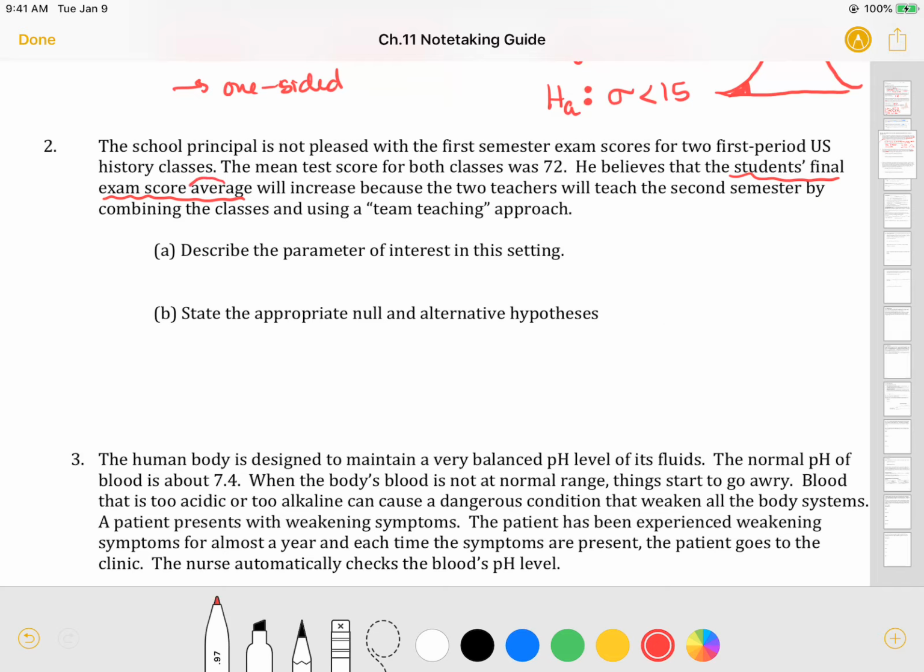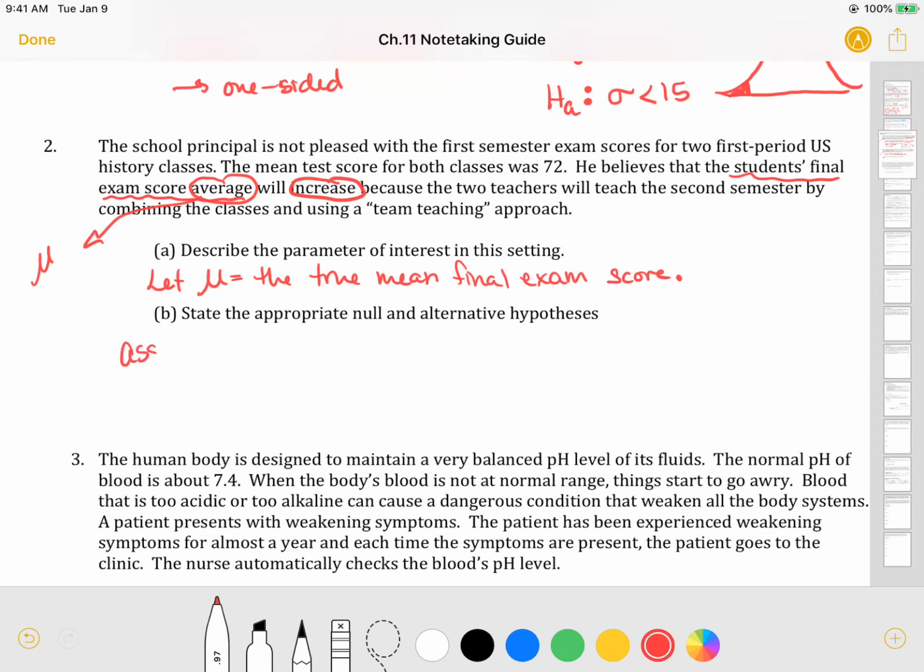We're talking about an average. That means mu, right? So we're going to say let mu equal the true mean final exam score. Okay? So then for our hypotheses here for part B, the assumption is that they will increase.